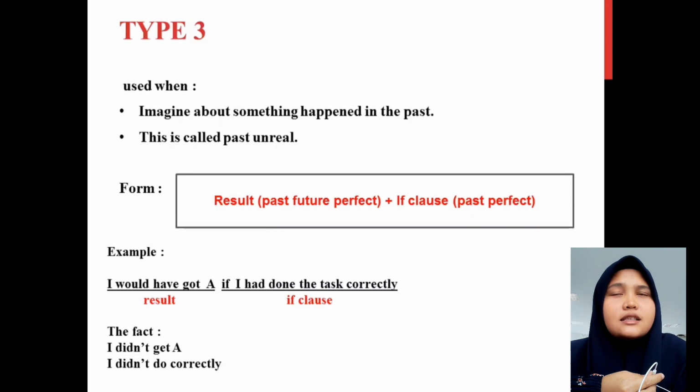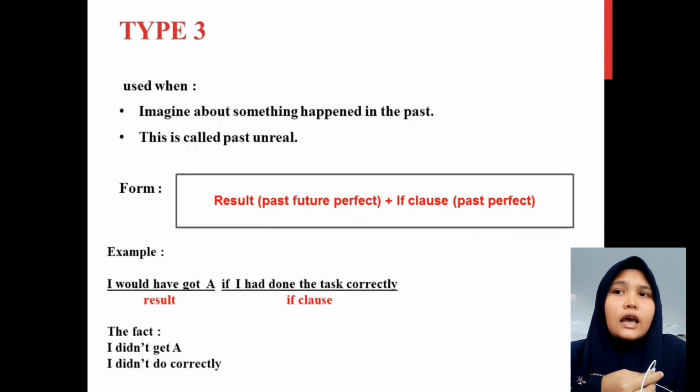Next, that's type 3. Type 3 is used when we imagine about something that happened in the past. The action had been done, but the imagination didn't happen in the past. It usually expresses regret. This type is called past unreal. The form that we use in type 3 is the result by using past future perfect and the if clause by using past perfect.